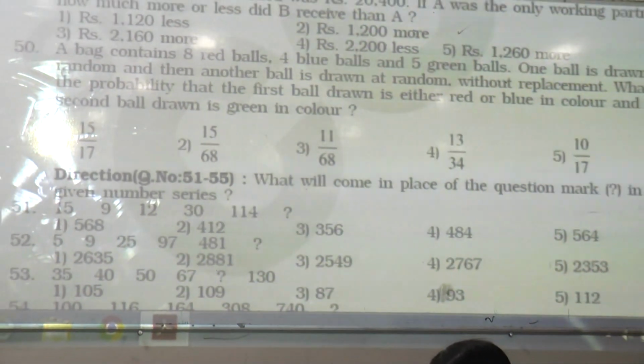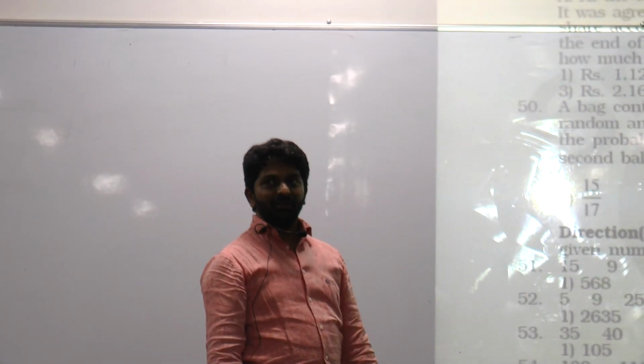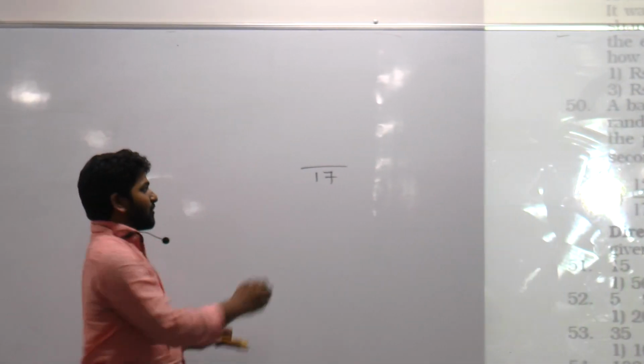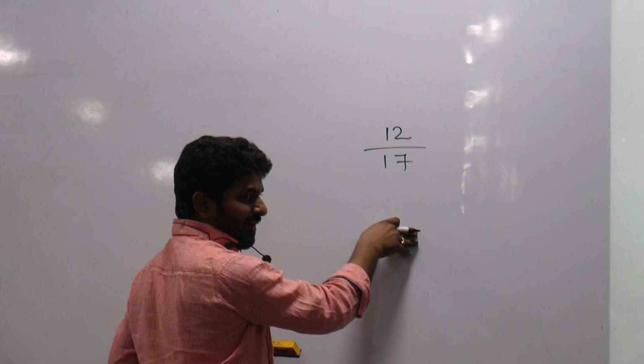Next, 50th. A bag contains 8 red balls, 4 blue balls, and then 5 green balls. One ball is drawn at random, and then another ball is drawn at random without replacement. Okay. What is the probability that first ball is either red or blue? The second ball drawn is green color. Total how many balls we have? 17. So out of 17 balls, we are expecting first ball to be either red or blue. How many red or blue balls we have? 8 plus 4, total 12. It is enough to get one ball either from those 12, right? So how many ways can you do that? 12C1 out of 17C1. 12 by 17.